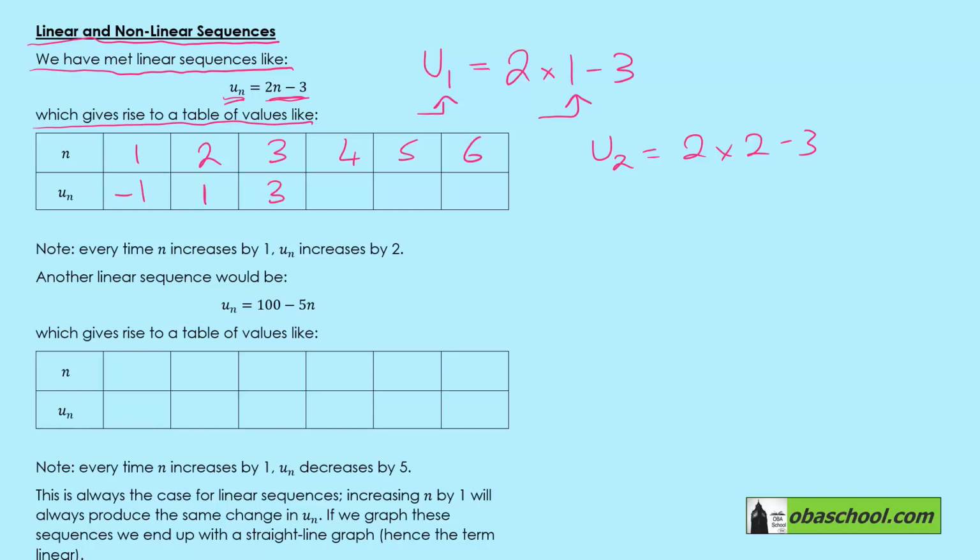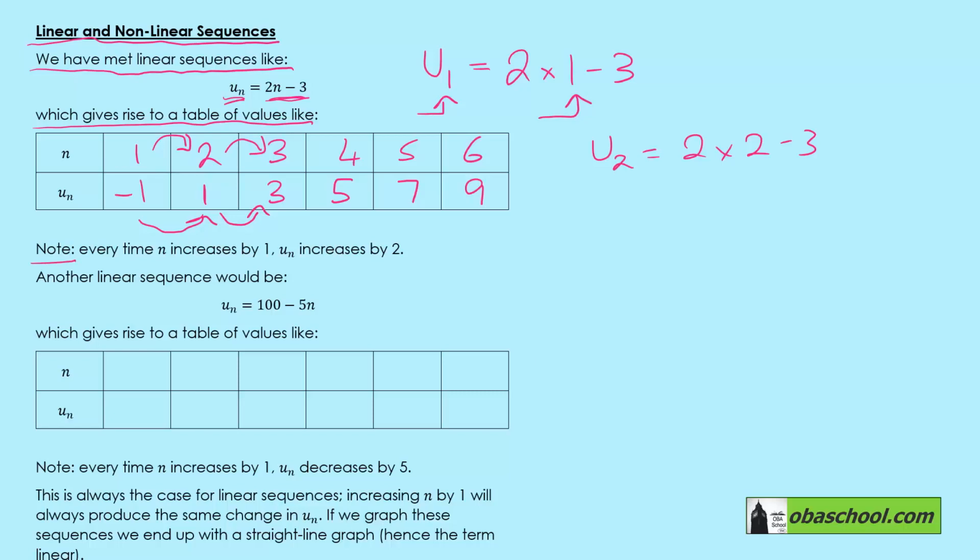Substituting 4, 8 take away 3 is 5. Substitute 5, we get 7. Substitute 6, we get 9. Note that each time that the term number increases by 1, the member of the sequence goes up by 2. So if the term number goes up by 1 here, the sequence goes up by 2.